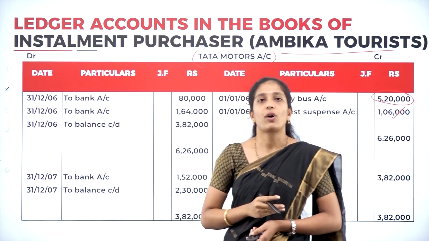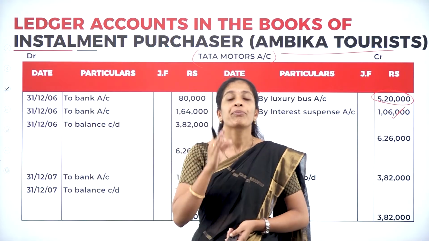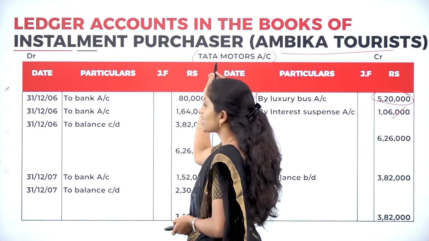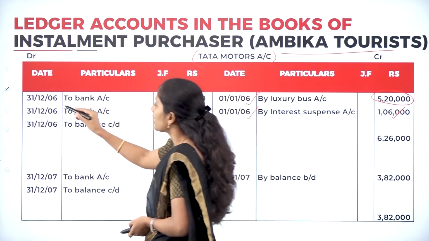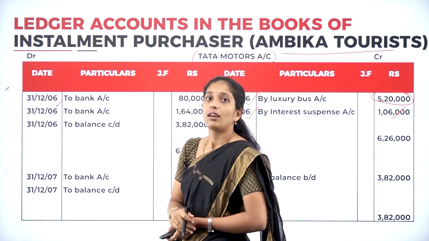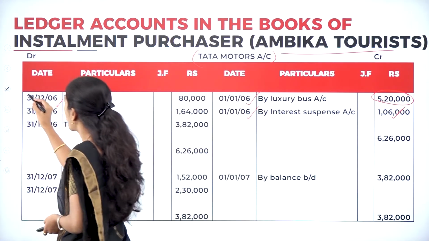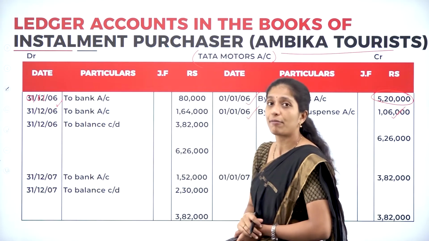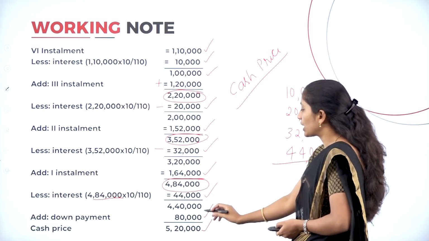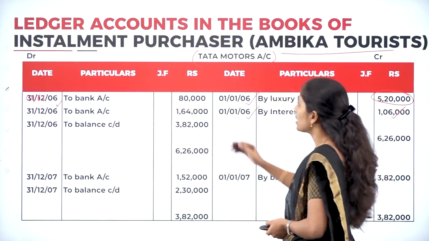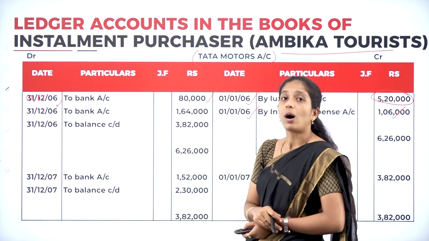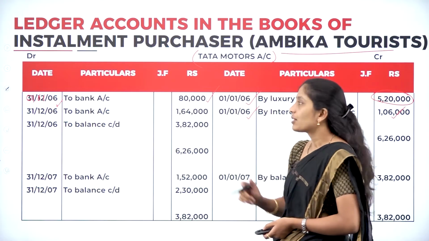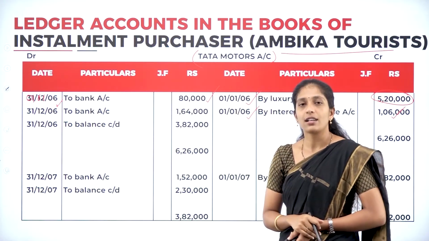And the second entry is for what? Making the down payment. So what is the entry? Installment seller account debit, to bank account. So how do you record? Installment seller is Tata Motors, to bank account. That is on which date? On the date of purchase, 1/1/2006. To bank account. So how much down payment have they made? Let us see the question. The down payment is 80,000, made on the date of delivery of the goods, that is on 1/1/2006, to bank account. So how much? 80,000.